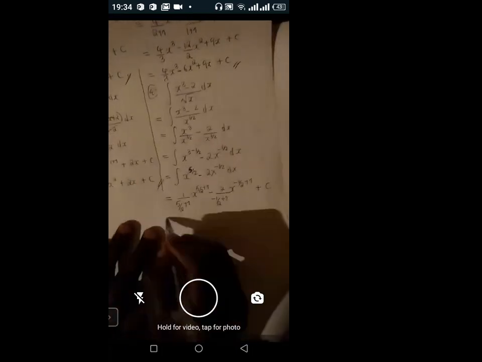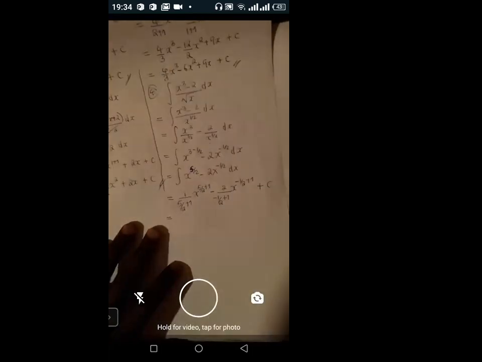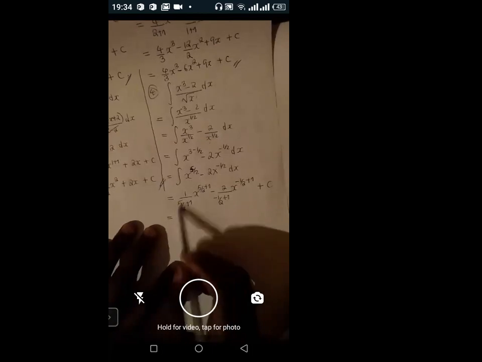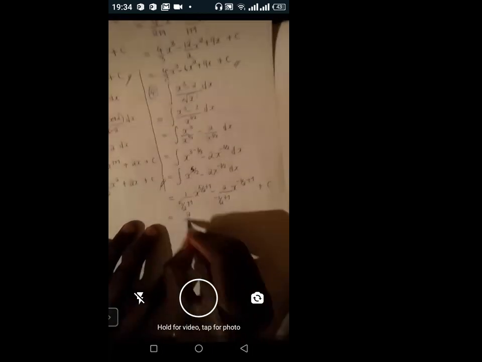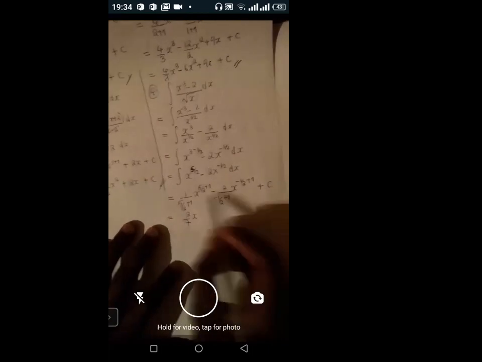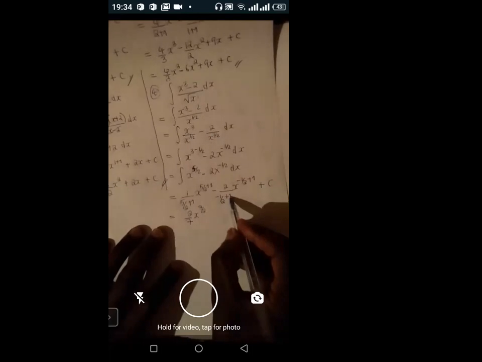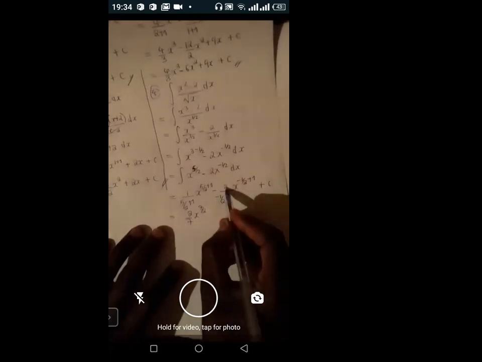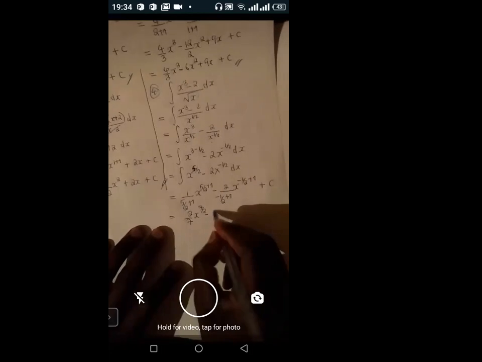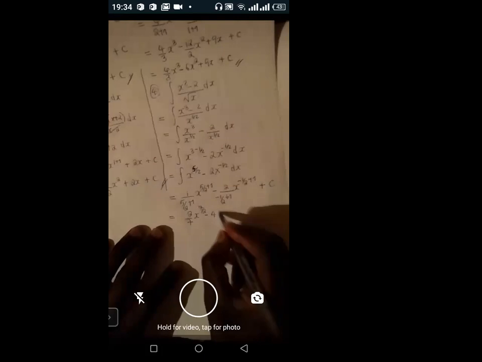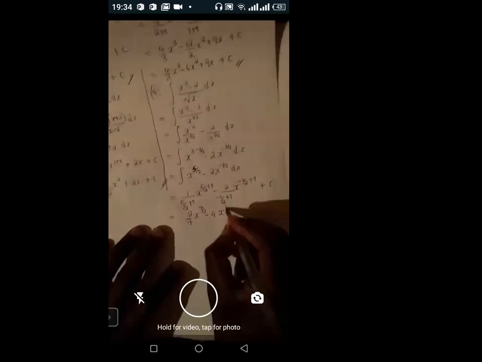So this one is equal to, so that this is in the numerator, you're going to get a 7 over 2. So it should be 2 over 7, then x to the power 7 over 2. Then this one here, it's to be minus half plus 1, you get half. So here you get minus 4 x to the power 1 over 2.